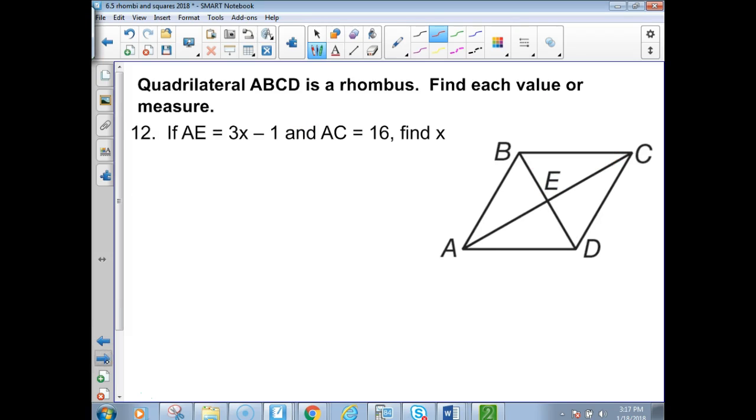Okay, keep going. Got another rhombus. It says AE is 3x minus 1. Are you using the same figure over and over? Are you able to write on there and be able to see anything? All right, A to C is 16. So if A all the way to C is 16, how big is each piece? I need to do 16 divided by 2 to get 8. So this is 8, this is 8. 3x minus 1 equals 8 is our equation. We're going to add 1 and get 9, and then divide by 3 and get 3.